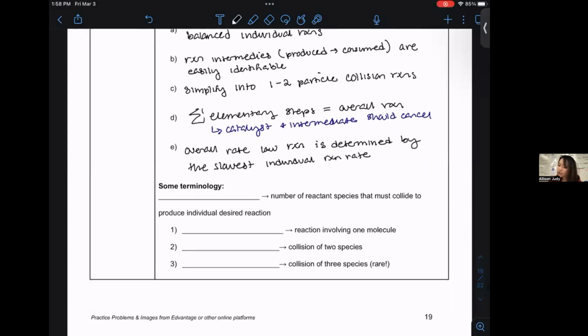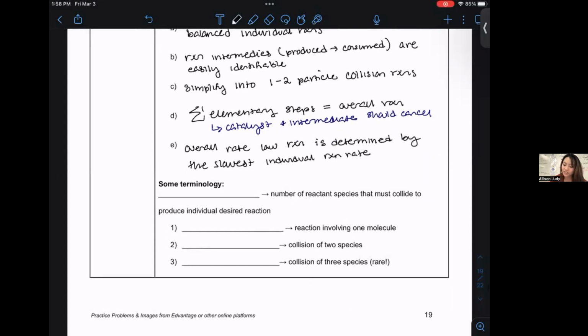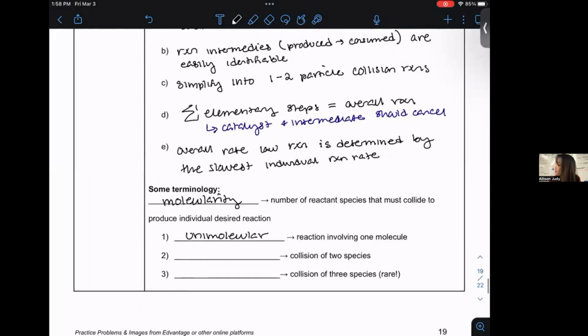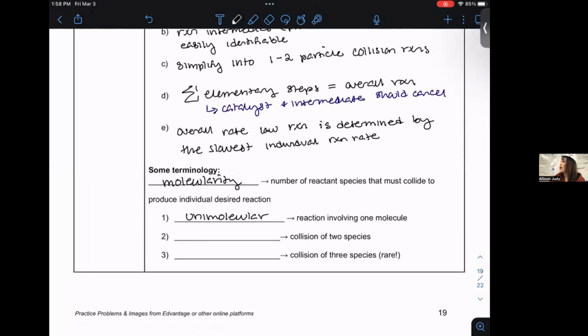Some terminology: oftentimes what you'll see referenced in an AP problem is molecularity, which is basically a way to describe how many particles are involved in a reaction collision. To be unimolecular, such as in some elementary steps, it's usually a decomposition reaction where just one reactant decomposes on itself.